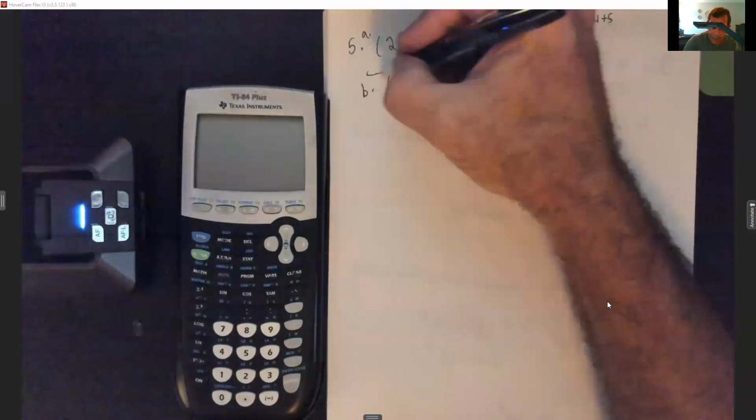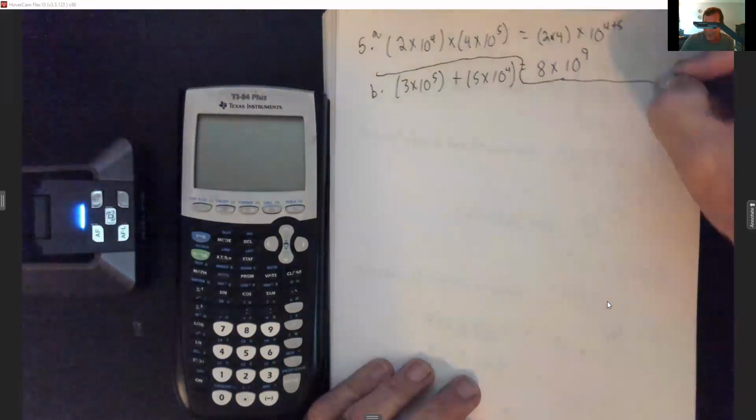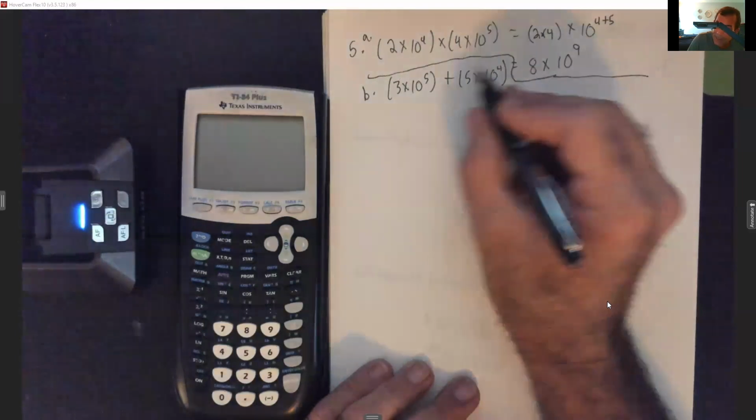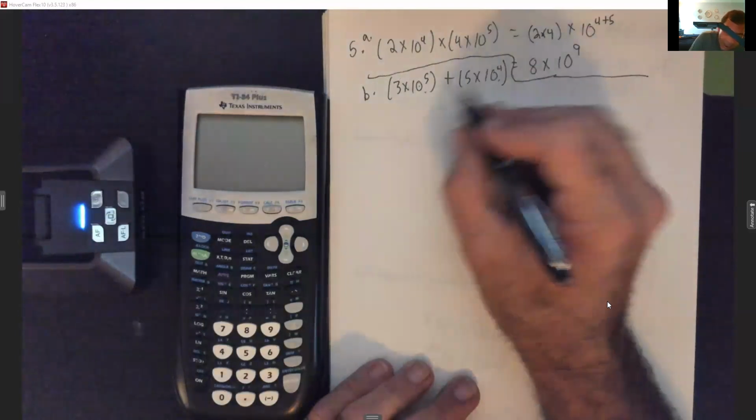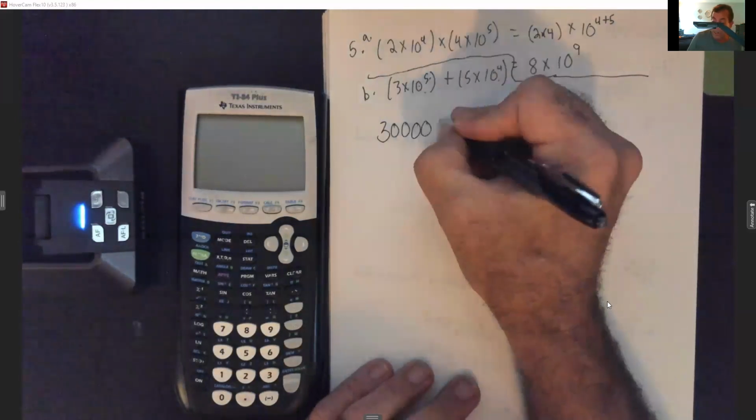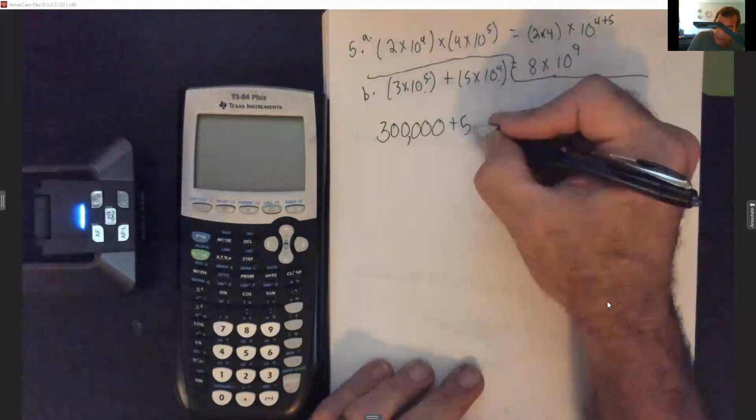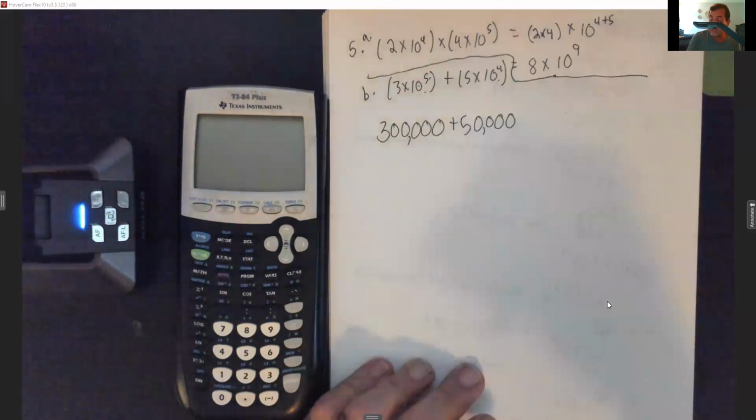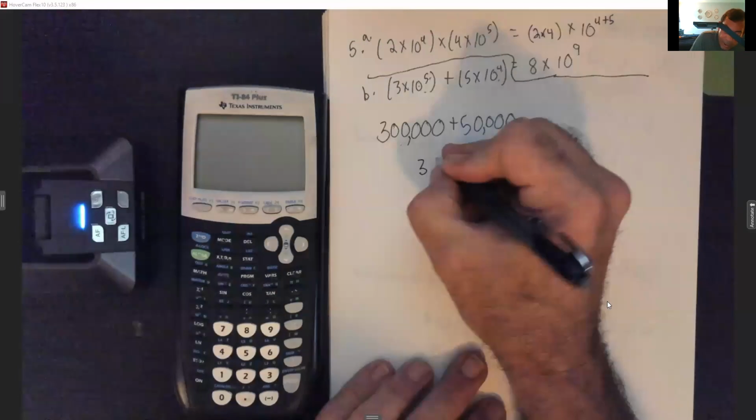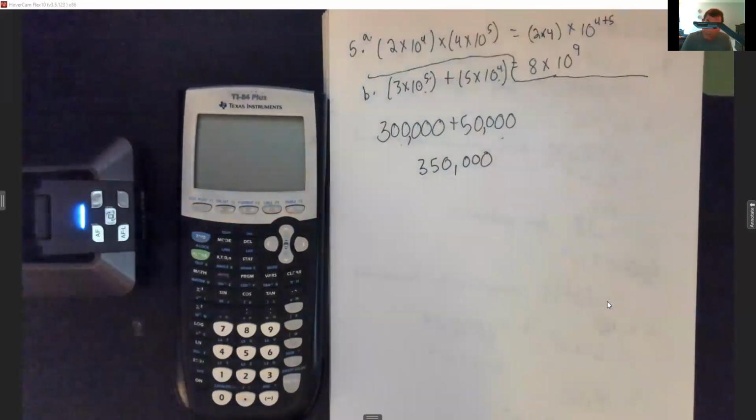Okay, so I'm getting high again. Up high on the writing. So remember, this right problem is right here. So what I would do to these, since these ain't the same bases when you're adding, you would rewrite them. So 3 with 5 zeros, which looks like 300,000, plus a 5 with 4 zeros. So the exponent tells me how many zeros. So 300,000 plus 50,000 equals 350,000.